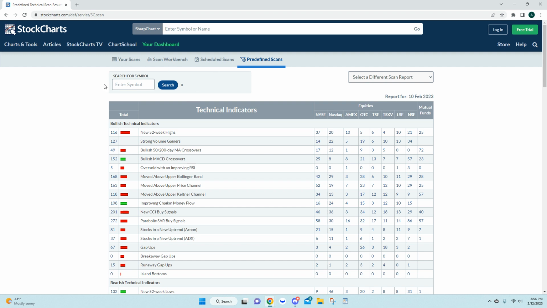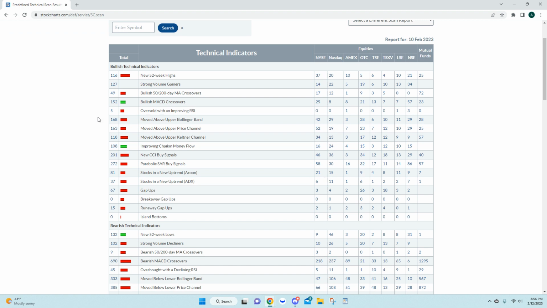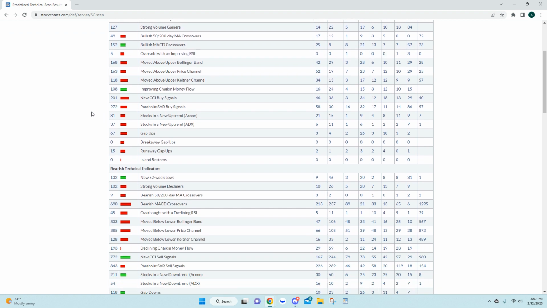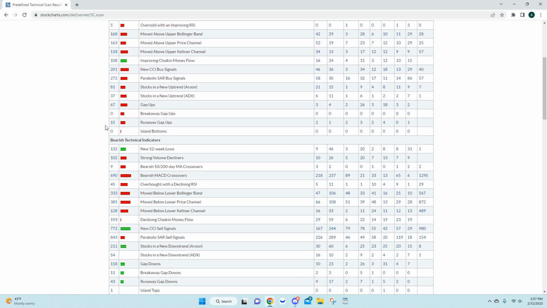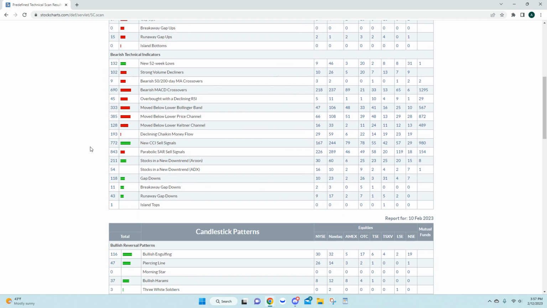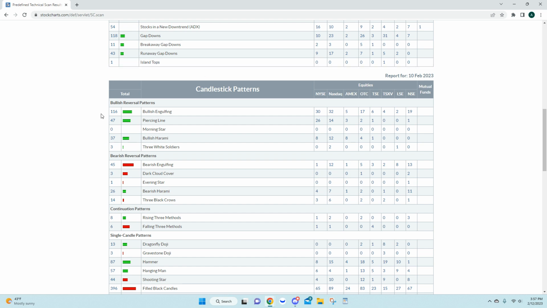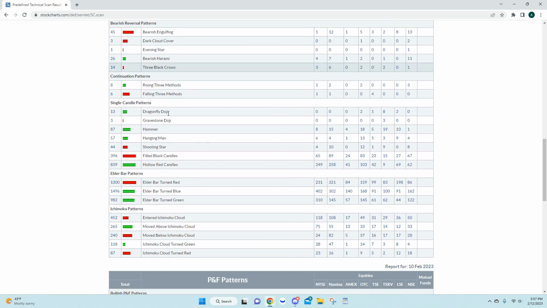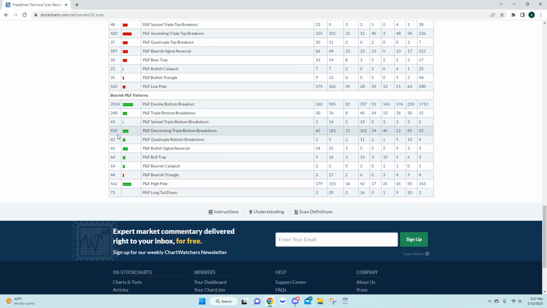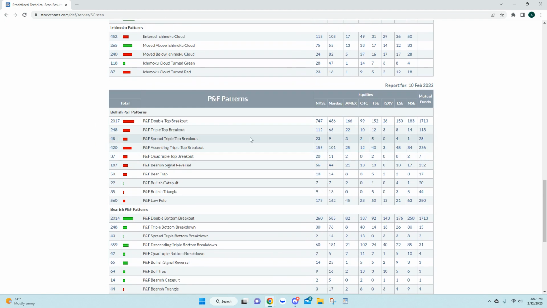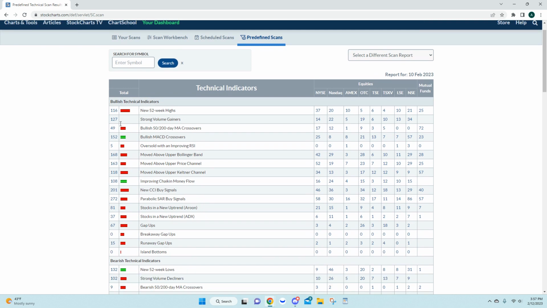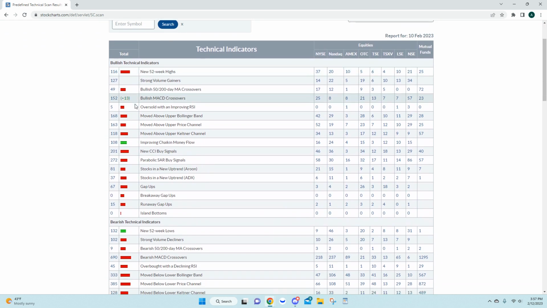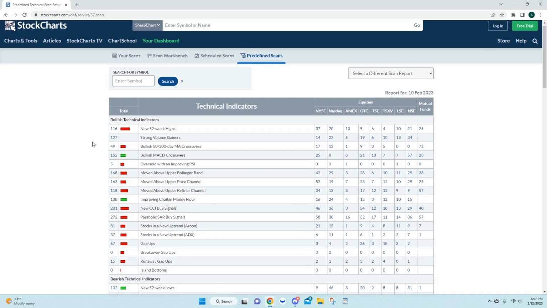You can always check by symbol, but I'll do a couple of these for everyone. Up here you have your bullish technical indicators and then your bearish technical indicators. If you come down here, you can do candlestick patterns as well, and you've got some more stuff down here. I don't ever mess with this. Usually I am just hanging out here in the bullish indicators and bearish indicators.